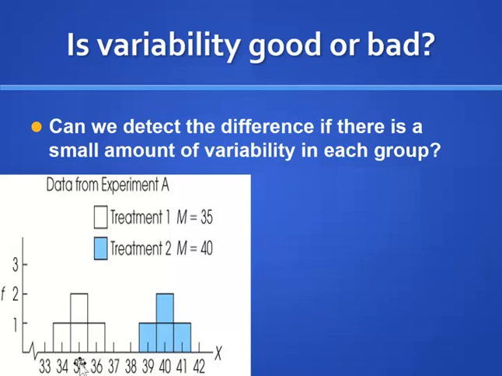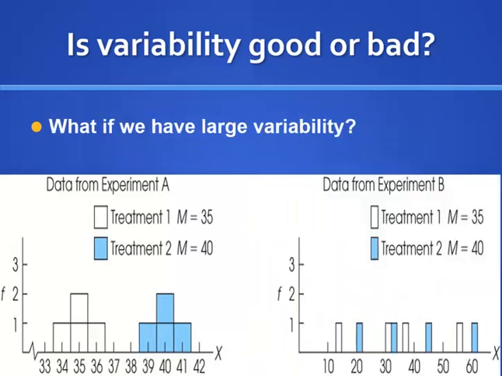So on average, the scores in treatment 2 are 2 to 5 points higher than the scores in treatment 1. So this 5-point difference or so is relatively easy to see when the variability is low.